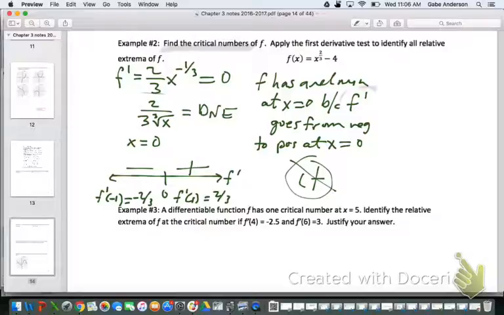It says a differentiable function. Differentiability implies what? Yep, so a differentiable and continuous function f has one critical number at x equals 5. That fact right there you'll find later is pretty important. Identify the relative extrema of f at that critical number if f prime of 4 equals negative 2.5 and f prime of 6 is equal to 3. Justify your answer. So there is no arithmetic to be done here.